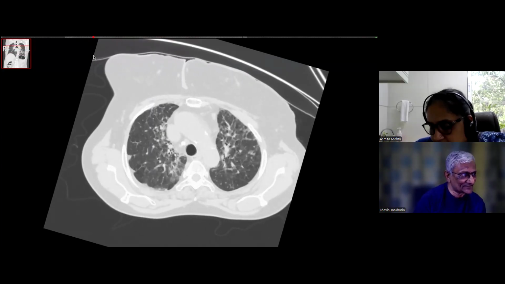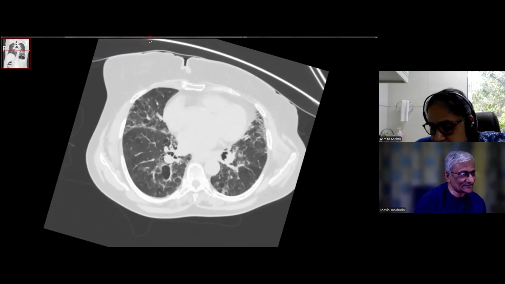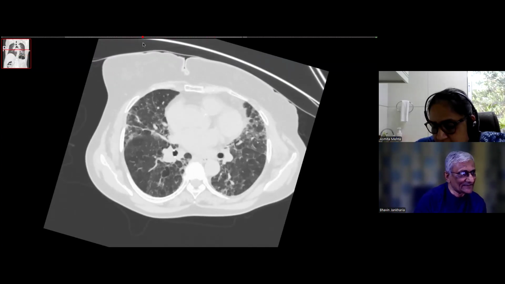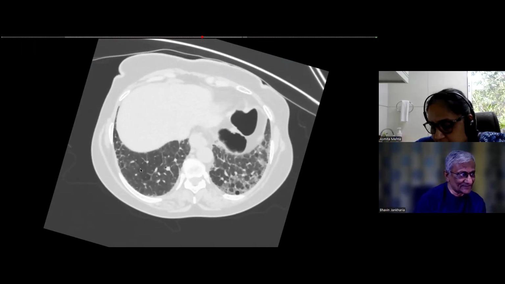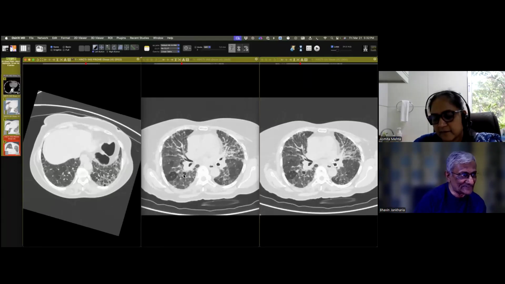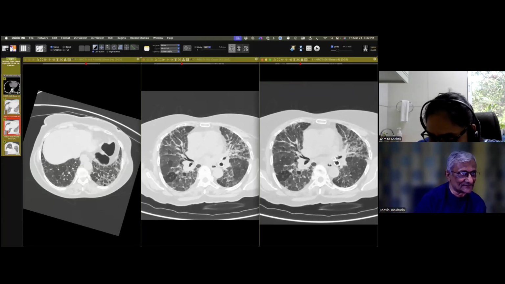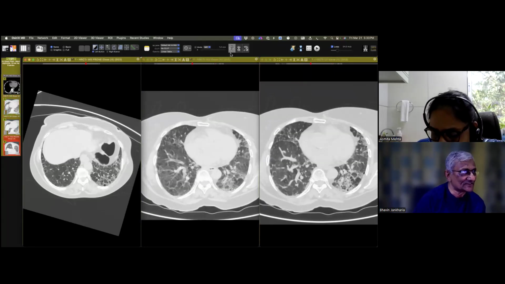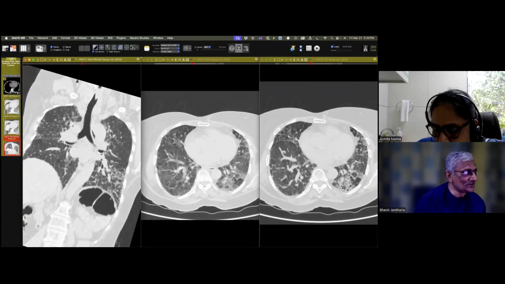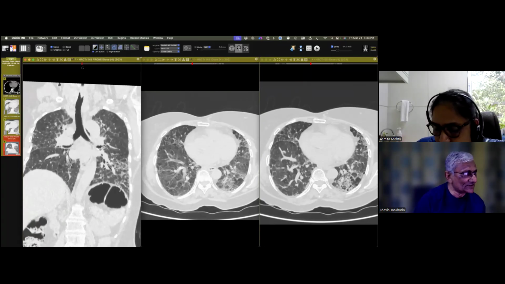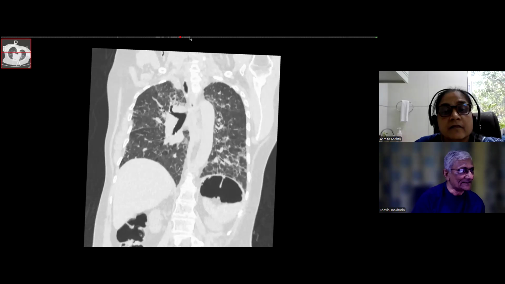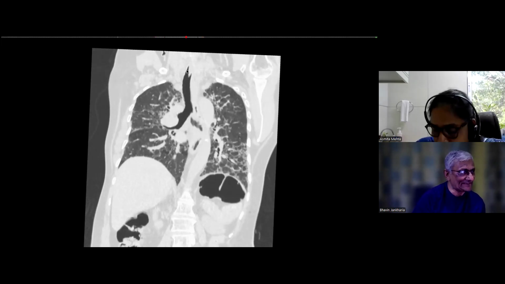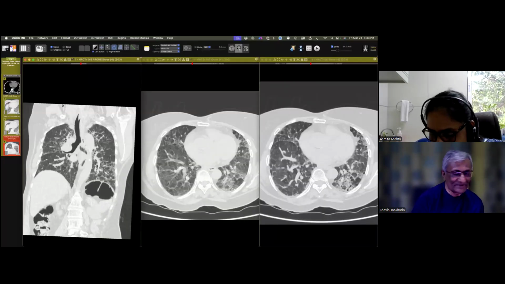There are some areas of subtle traction bronchiectasis, no honeycombing, and there isn't a lot of ground glass per se. There's just these areas of lobular air trapping, which we see in these expiratory images. When we look at these in the coronal plane, it's very interesting how you can appreciate that lacy pattern and the axial pattern so much better. So basically, I would just say that it's HP.